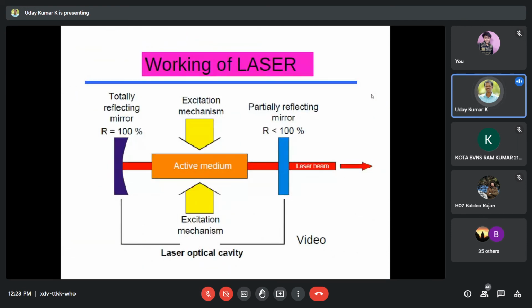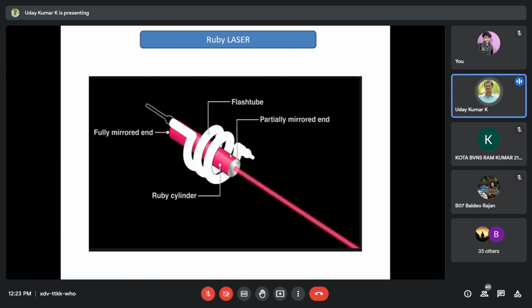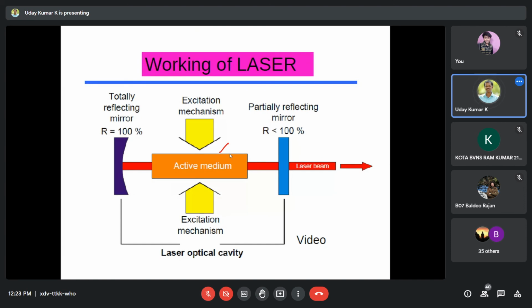Again, this is the working principle. The same thing basically: active medium, totally reflecting mirror, partially reflecting mirror. Amplification happens between these two. Once you get sufficient high intensity, a sufficient number of photons, it comes out through the partially reflecting mirror as a laser beam. So up to this, do you have any doubt?